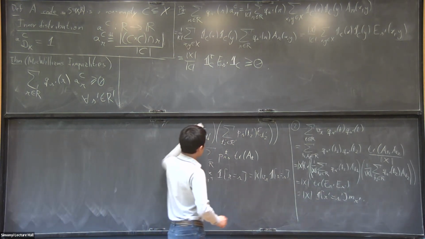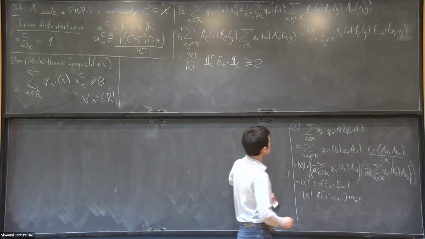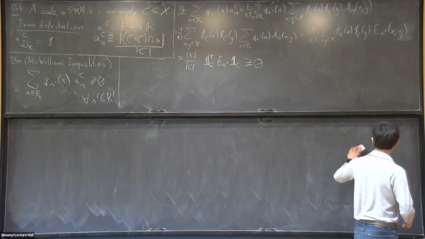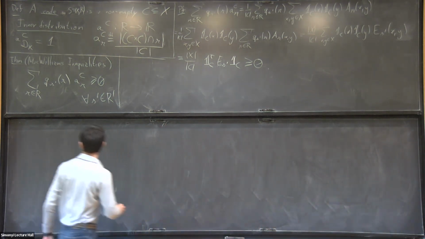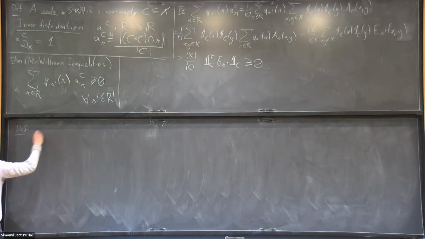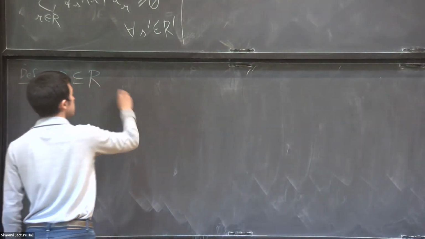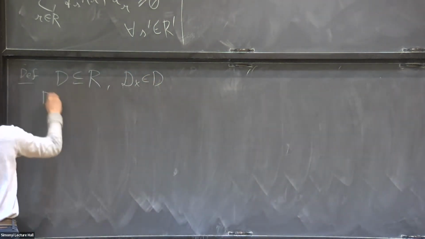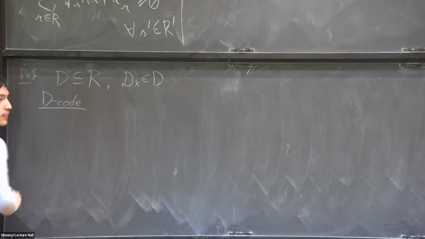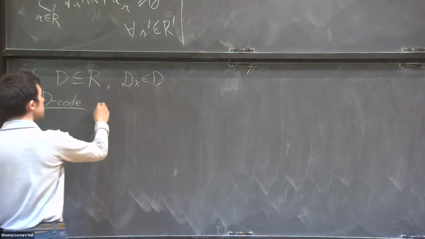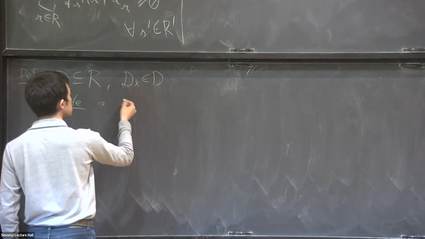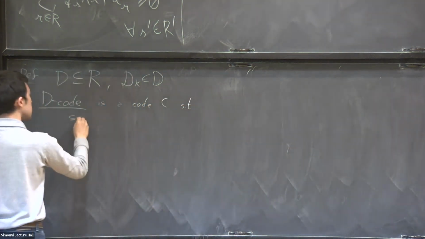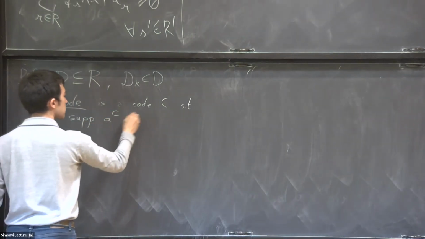So remember, our objective is to provide some upper bound for codes, given that we know something about the distance of the code. Just a small definition: imagine that I have some D contained in R, and let's also say that it contains the diagonal, otherwise it will be a little bit degenerate. What I'm going to say is that a D code, a subset of the relations, is some code C such that the support of A_C is contained in D.